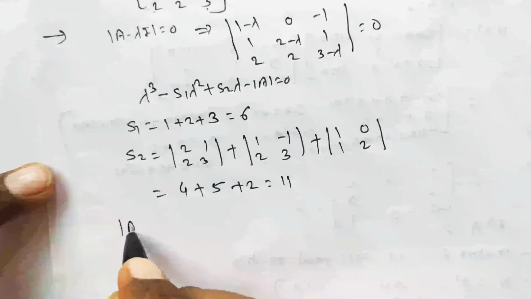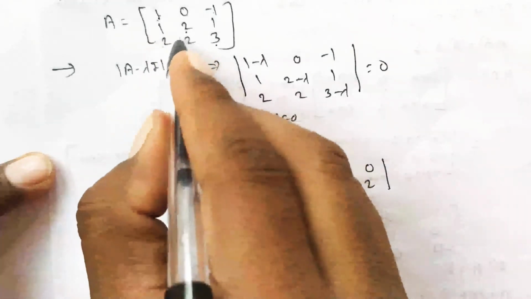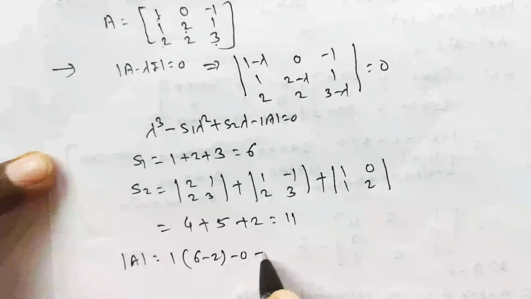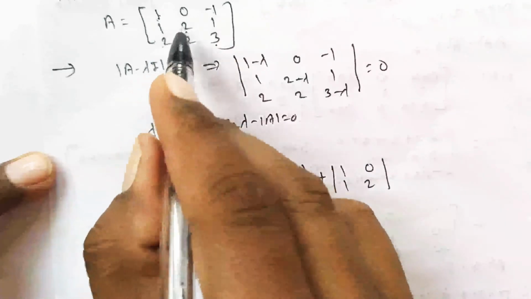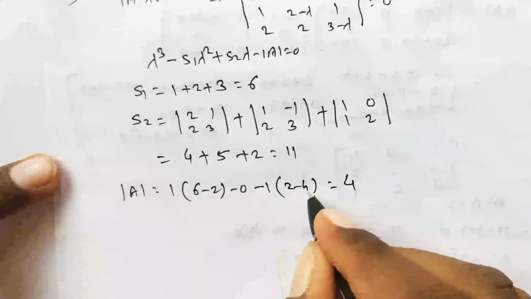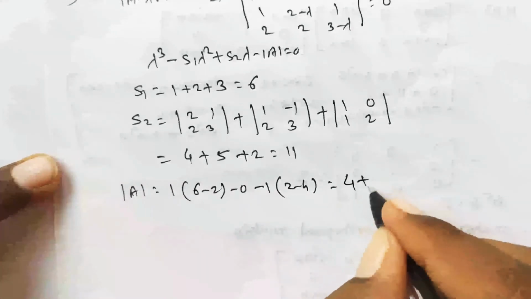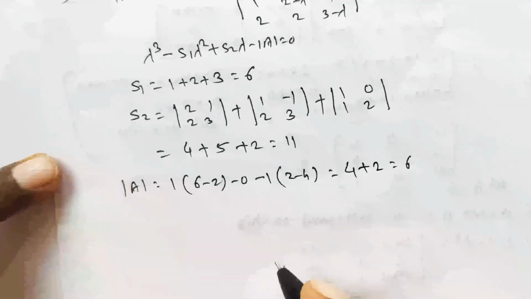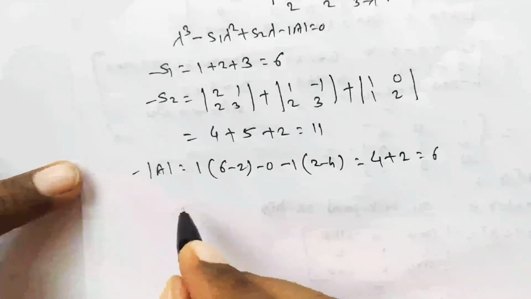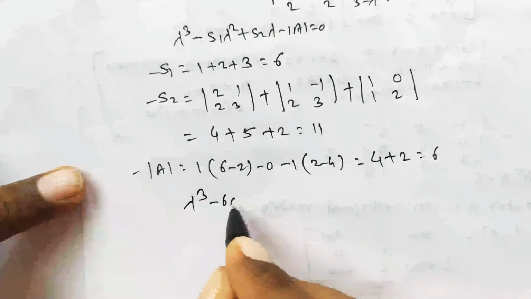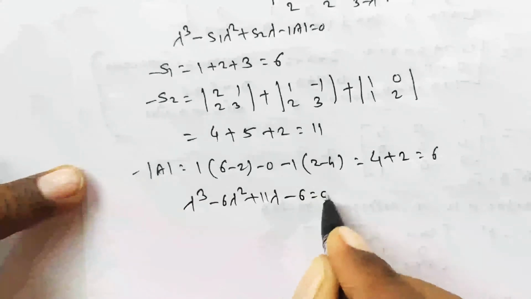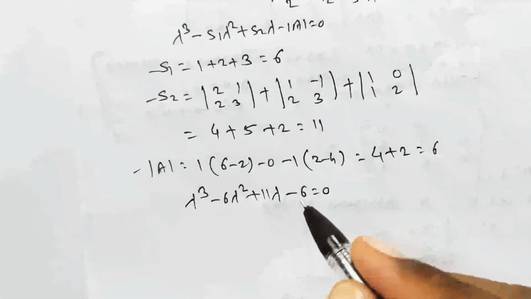Now we have to find the determinant of the given matrix. So the determinant is equal to 1 into its minor, that is 6 minus 2, minus 0 into something is 0, minus 1 into its minor, 2 minus 4. So this is equal to 6 minus 2 is 4, and 2 minus 4 is minus 2, minus minus plus, that is 2, equal to 6. So the determinant of A is equal to 6. Put the values of S1, S2 and the determinant in the formula, then we get lambda cube minus 6 lambda square plus 11 lambda minus 6 equal to 0. So this is the characteristic polynomial of the given matrix.